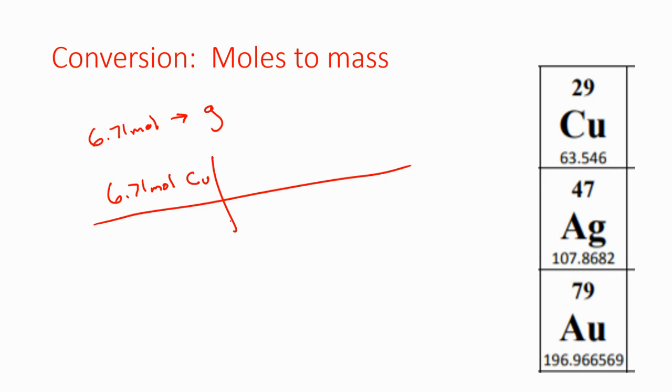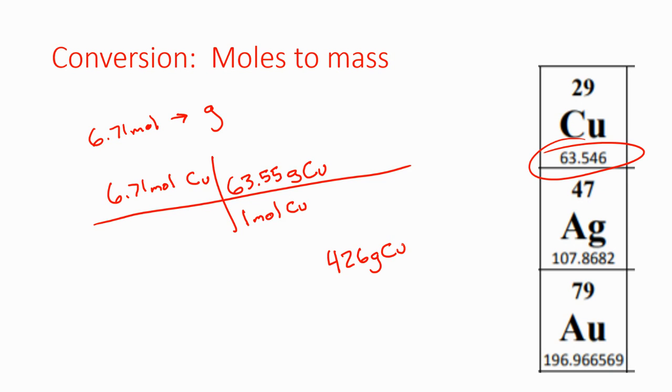Now I'm going to use the molar mass to get to my number of grams in 1 mole. Moles goes on the bottom, so it cancels out. There are 63.55 grams of copper. On my calculator, I'm going to say 6.71 times 63.55, and I get 426 grams of copper.